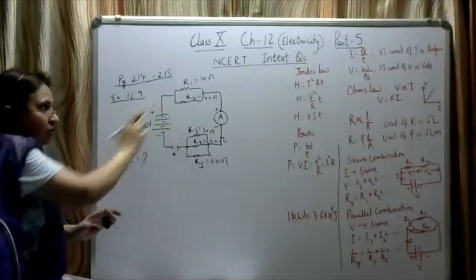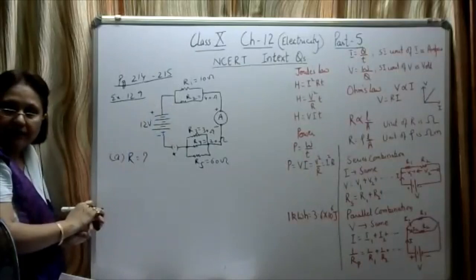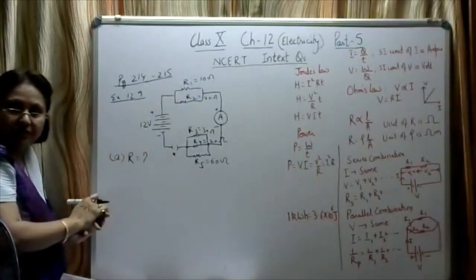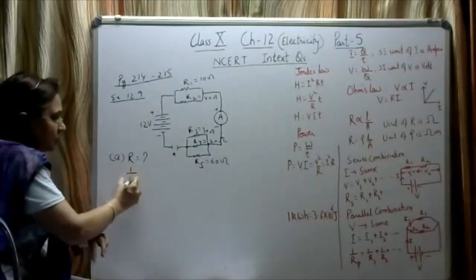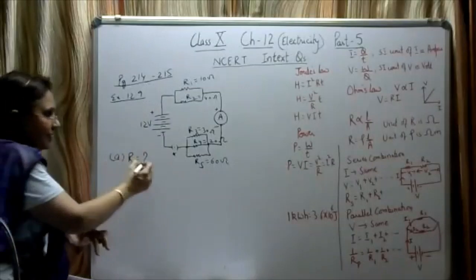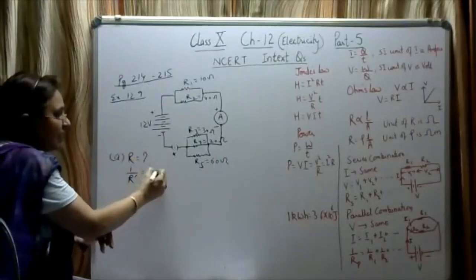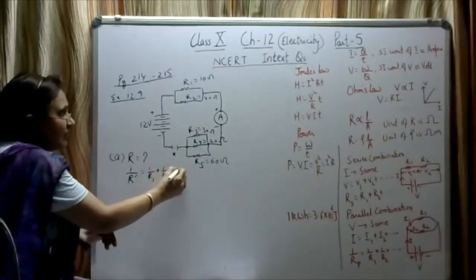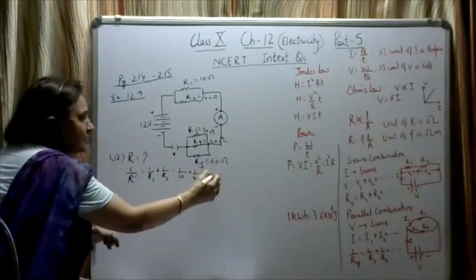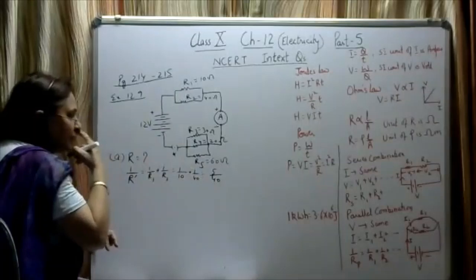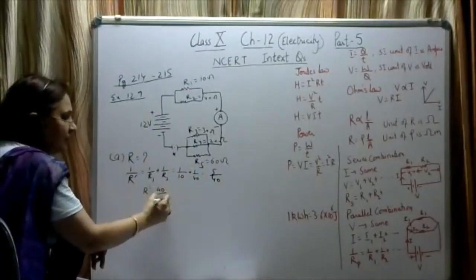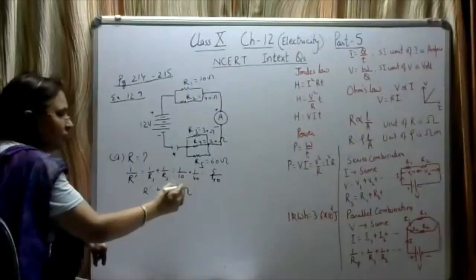Let's do it. R1 and R2 are connected in parallel, because the current flowing is different through these 2 resistances. Let the equivalent of R1 and R2 be R dash. So 1 upon R dash is equal to 1 upon R1 plus 1 upon R2, that is 1 upon 10 plus 1 by 40. 40 is the LCM, so 5 by 40. Hence, R dash is equal to 40 upon 5, which is equal to 8 ohms.